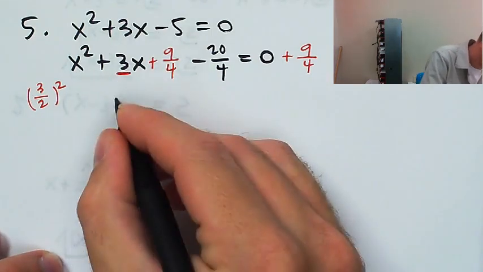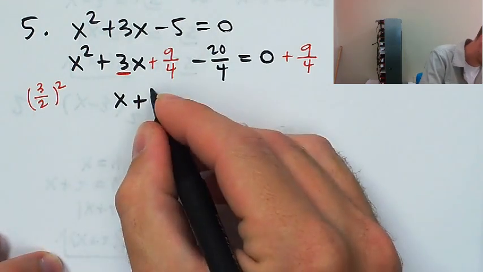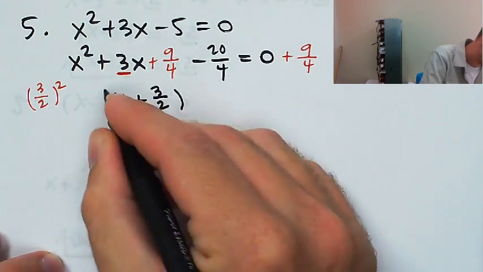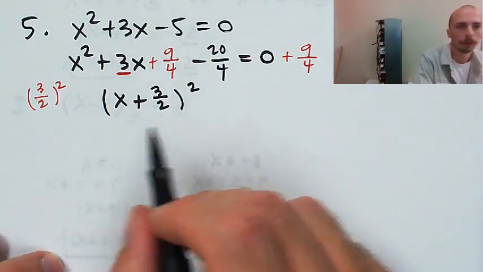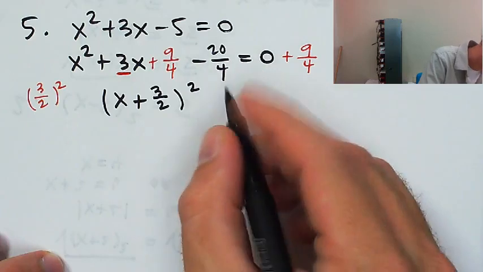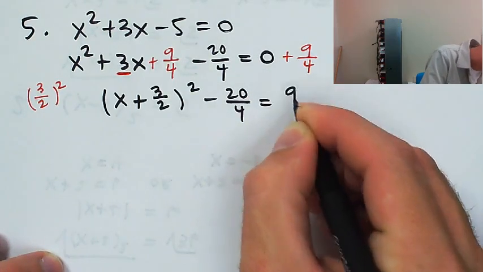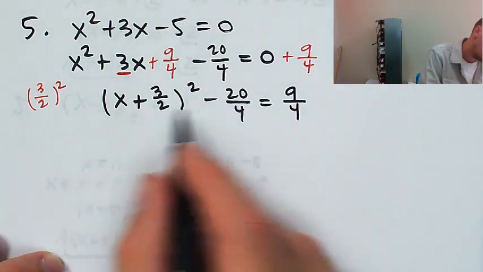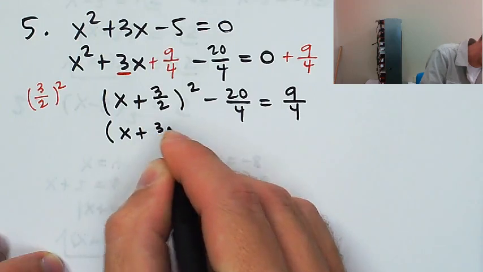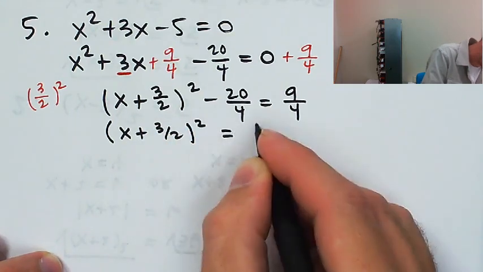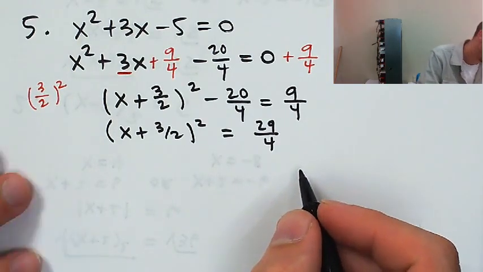Now, what it's going to be is x plus 3 halves squared. You can check that with FOIL or mentally or whatever you need to do, but that's how it's going to factor. And then I'm going to add the 24ths to both sides, and then I'm going to take the square root of both sides of this equation.